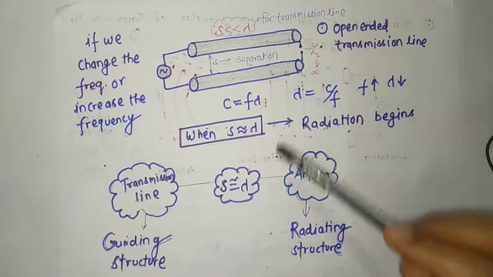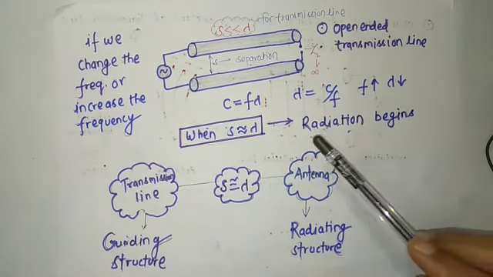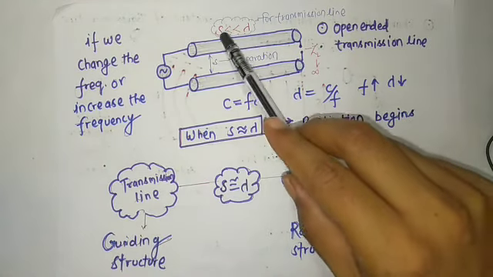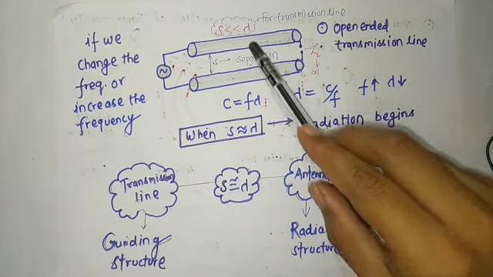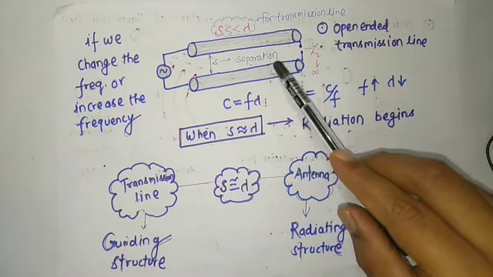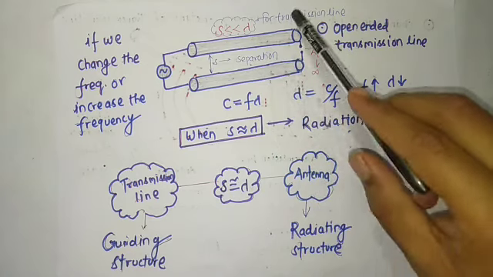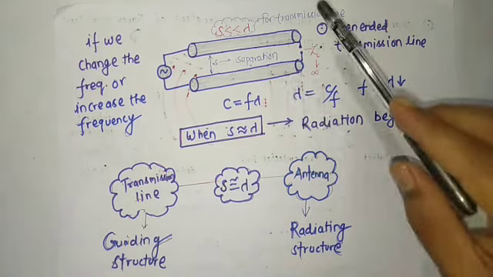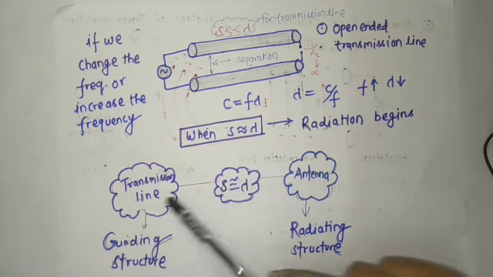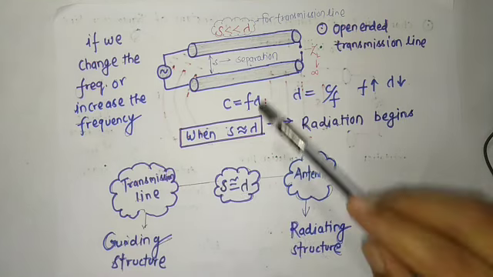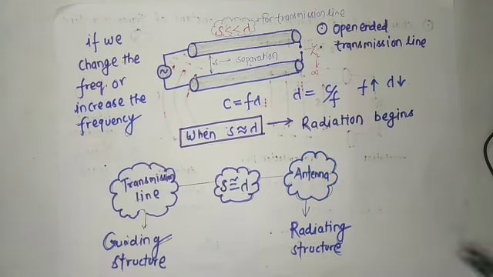So the second technique is, by increasing the operating frequency, you can disturb the spatial balance condition. Whenever you disturb the spatial balance condition, your transmission line starts radiating, and your transmission line becomes like an antenna. So this is the key point. By increasing the frequency, you disturb the spatial balance condition. So this is all for this lecture.